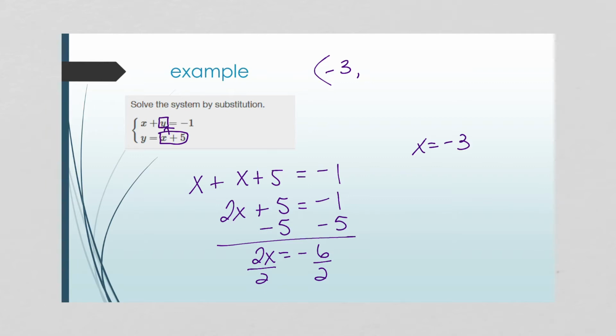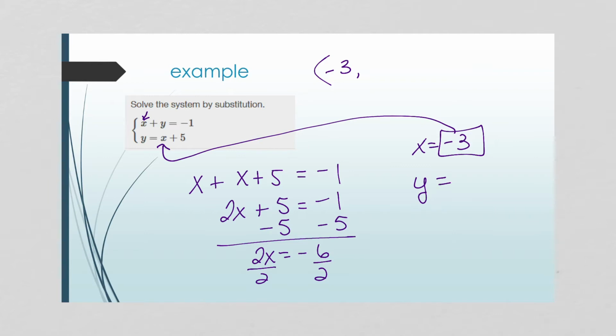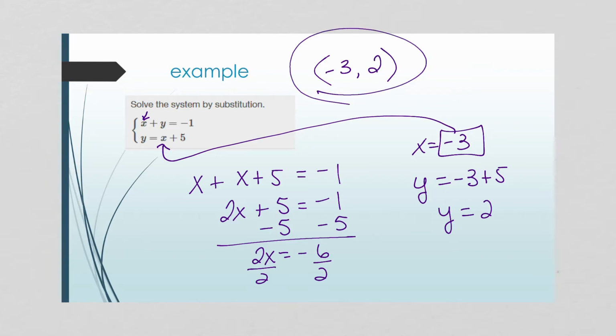So I'm going to take this information and I'm going to put it in for x. I could put it in there or there. The second one looks a little bit easier though. So y is equal to -3 plus 5. So y is equal to 2. There we go. There's our solution. And I hope that by now every single person knows how to check their work.